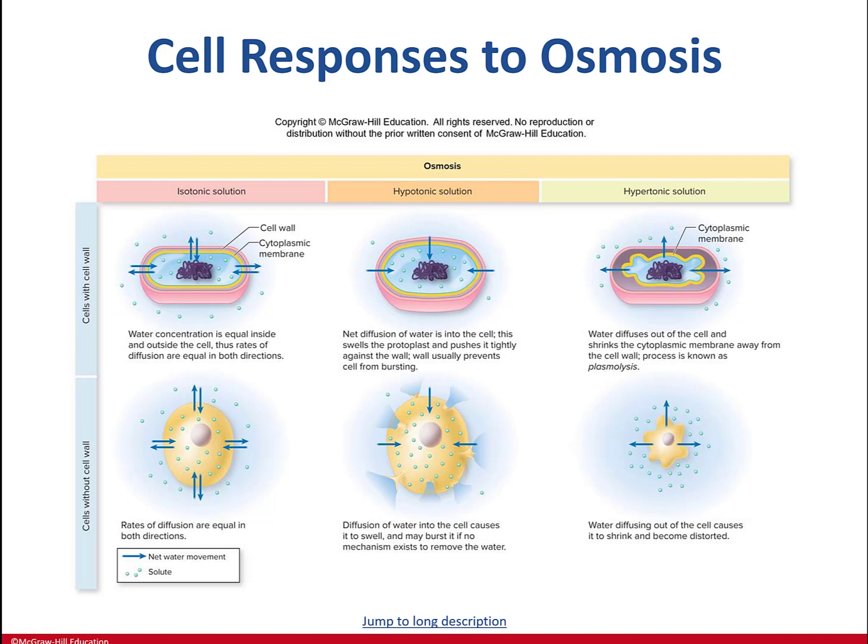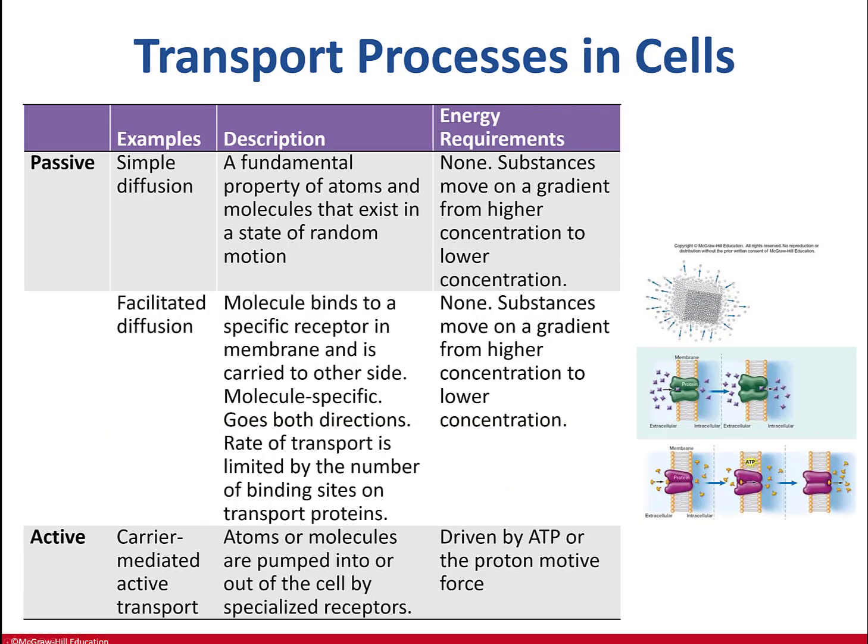But anyhow, lest I digress, the idea was that the cells crenated because we had a situation where things were not good. Okay, passive and active transport. Passive doesn't require energy, active does. So passive is simple diffusion or facilitated diffusion.